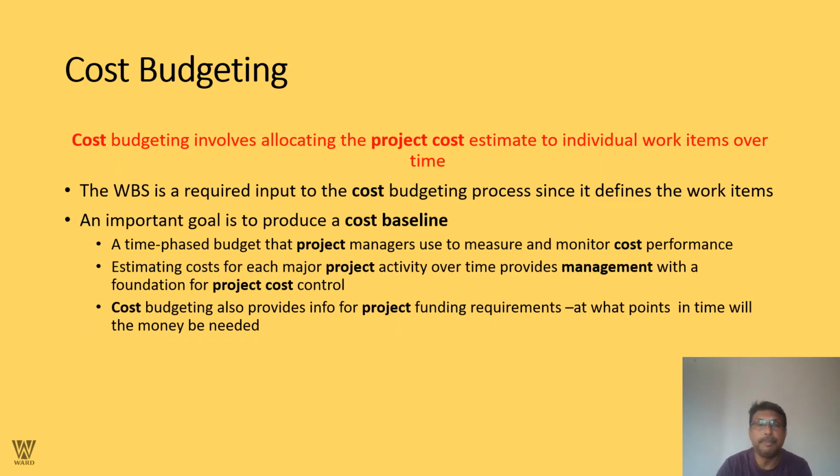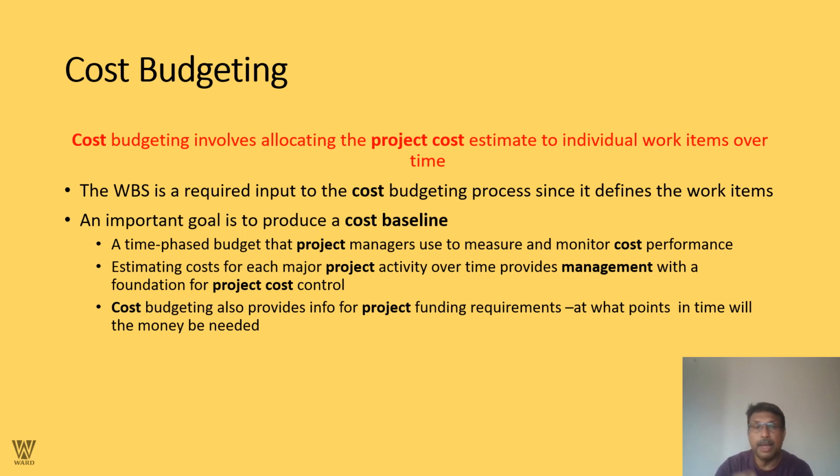Cost budgeting, let us come to it. Cost budgeting involves allocating the project cost estimate to individual work items over a period of time. The work breakdown structure is a required input of the cost budgeting process since it defines the work items. An important goal is to produce the cost baseline, a time-phased budget that the project manager uses to measure and monitor cost performance, estimating cost for each major project over a period of time, which is the foundation of project cost control.